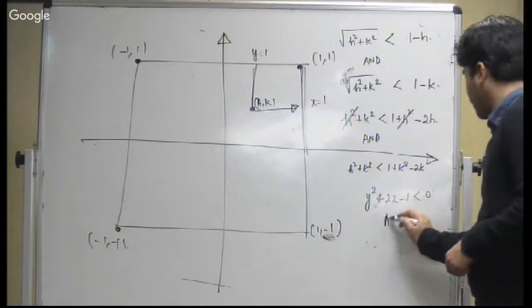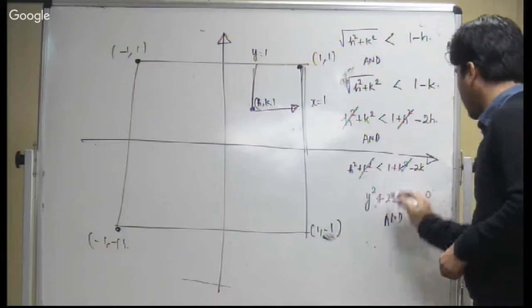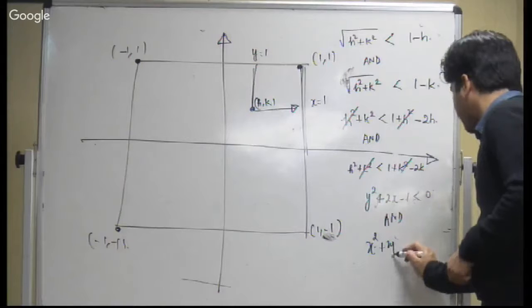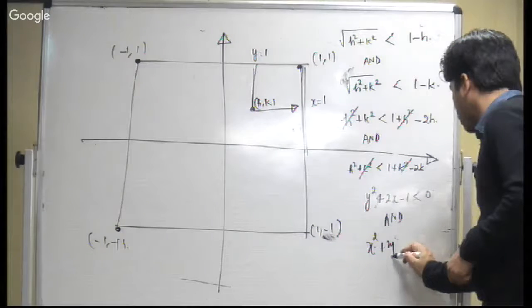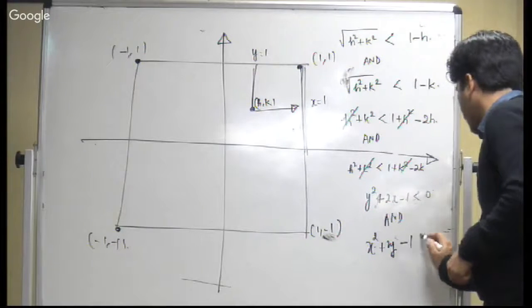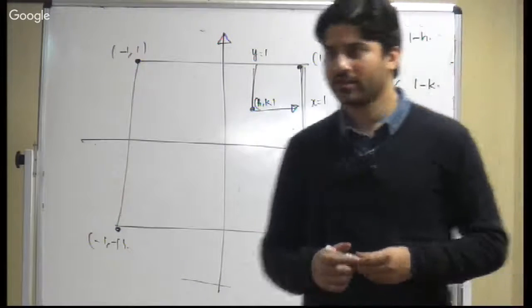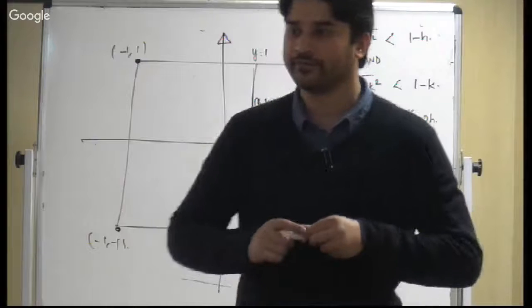plus, sorry, k is y, y square plus 2x minus 1 should be less than 0, and with k gone, x square plus 2y minus 1 less than 0. Right? I've just replaced h by x and k by y, this is how we used to do the locus thing, right?